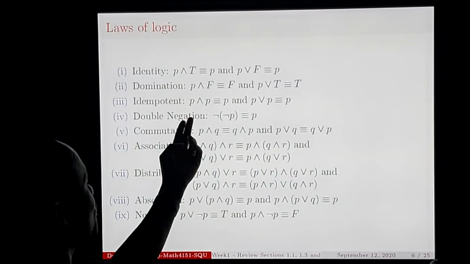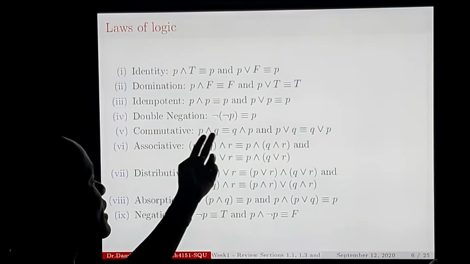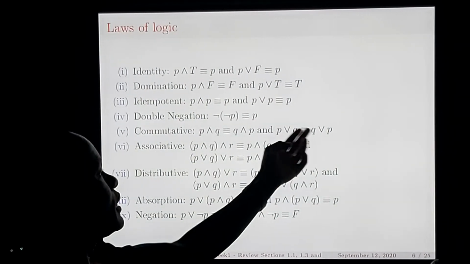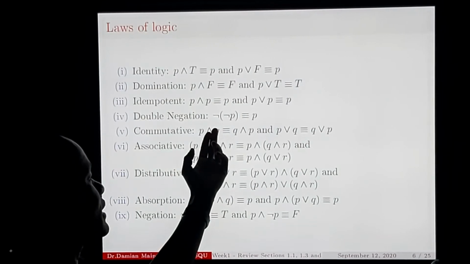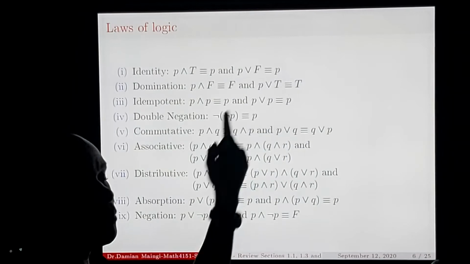Then you have double negation. The negation of the negation of P is P. I don't need to say anything. Commutative just says that when you are operating on 2, then the order doesn't matter in terms of logic. P and Q is the same as Q and P. P or Q is equivalent to Q or P.